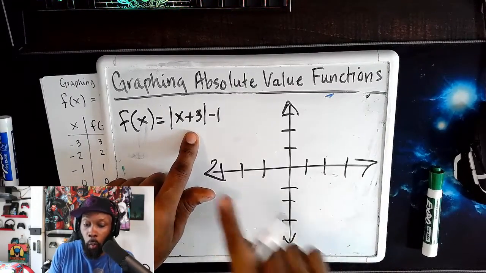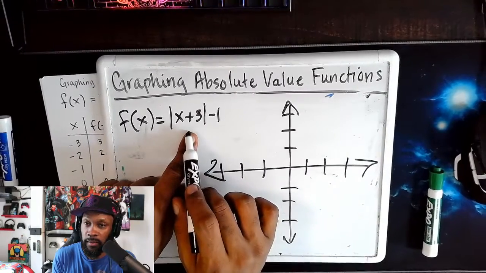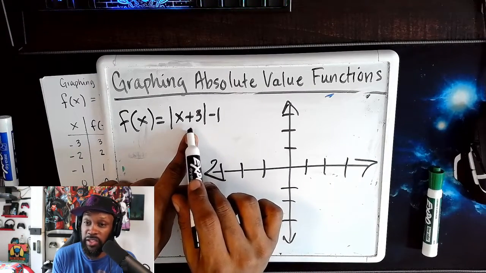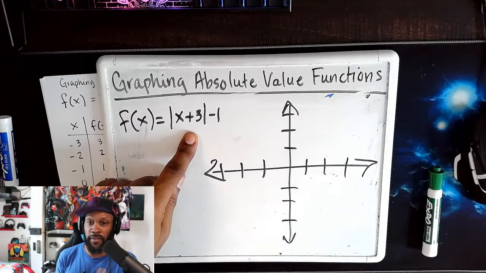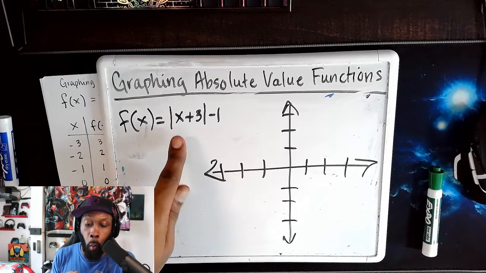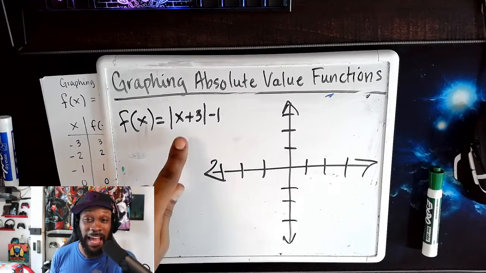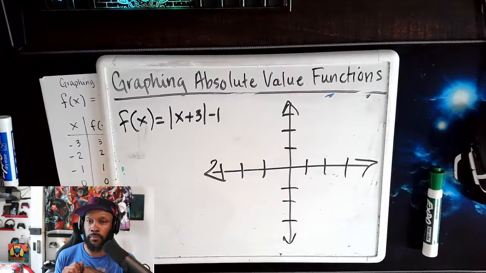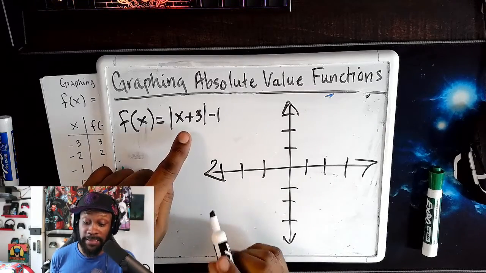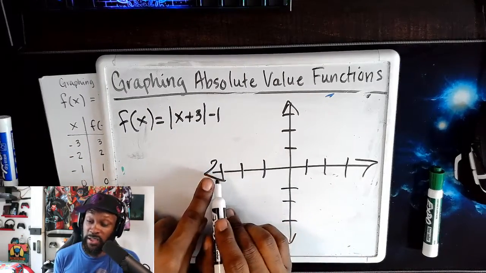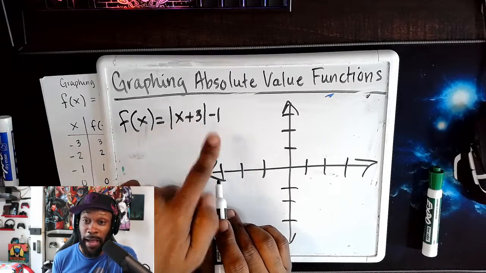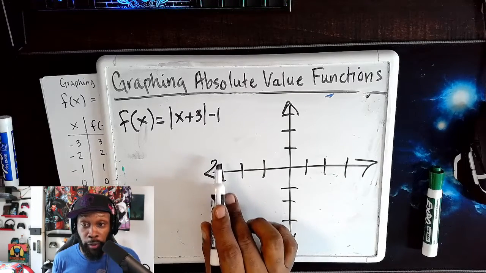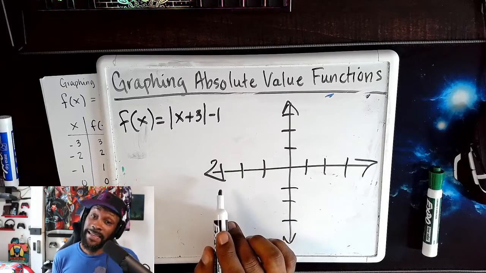Go with me. When it's on the inside, am I shifting? It's plus 3. So am I going to shift to the right 3 or to the left 3? I'm going to give you a second. In order to figure that out, what value does x have to equal in order for this to be 0? Negative 3. So that means the shift is going to go this way. And with this number, that's negative 1, am I going to shift up or down? I'm going to shift down 1.